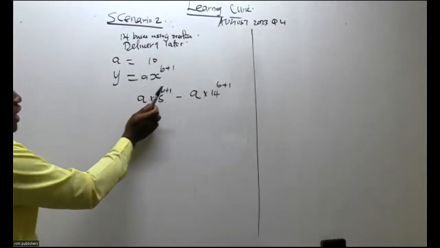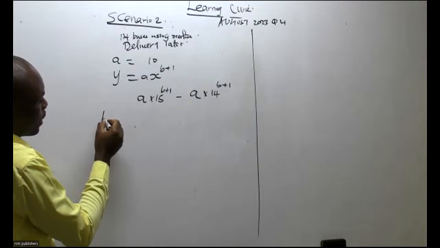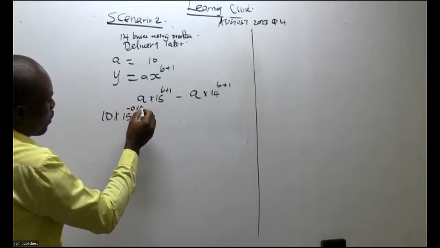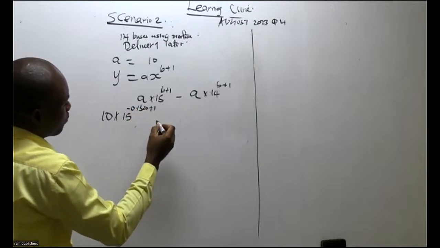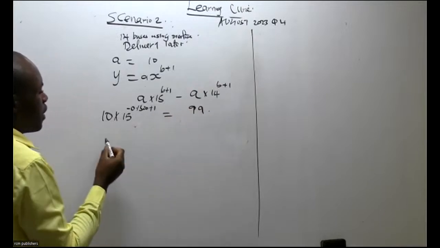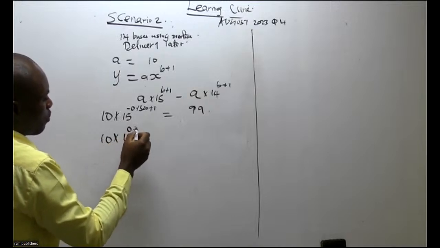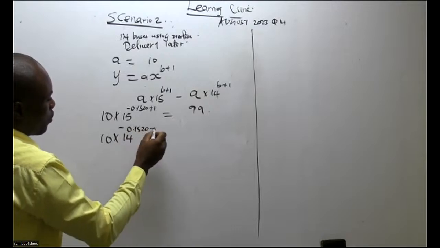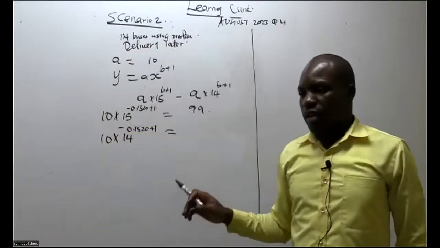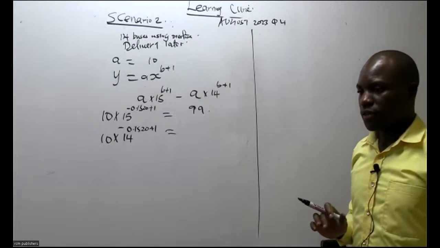So let's get, of course, we add this one here. That is A, which is 10 times 15 raised to power B, which is negative 0.1520 plus 1. I think you gave me 99. Then A, which is 10 times 14 raised to power negative 0.1520 plus 1. You should now give me the figure here. Let's go quickly. Time is not on our side. We still have 2 scenarios to deal with.